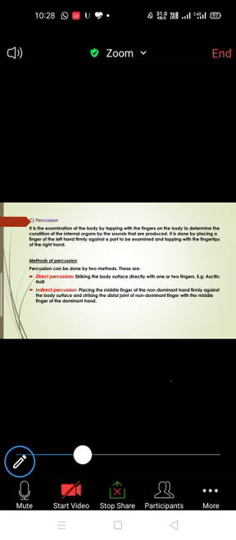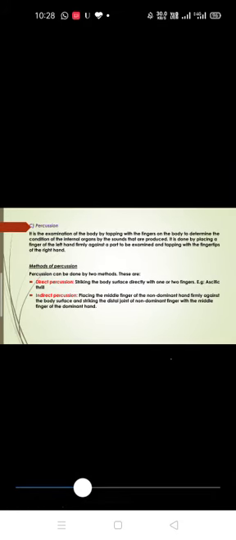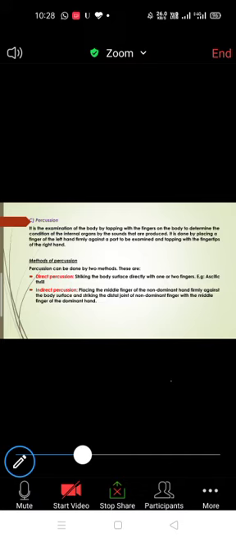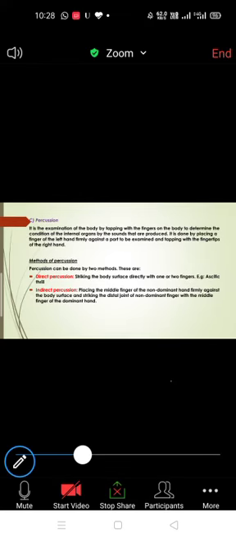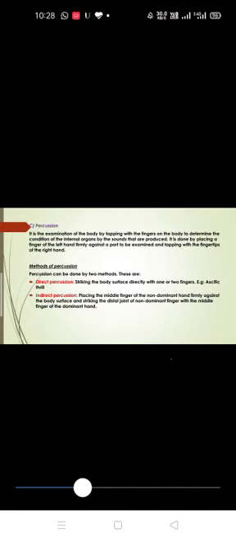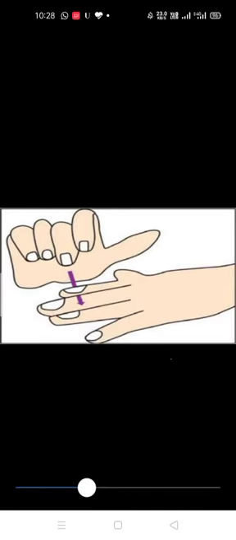So here in the methods of percussion, we have two methods, direct and indirect percussion. In the direct percussion, you will just strike the body surface directly with 1 or 2 fingers. In the indirect percussion, you place the middle finger of the non-dominant hand firmly against the body's surface and strike the distal joint of the non-dominant finger with the middle finger of the dominant hand. So here is the picture of the indirect percussion. You will place one hand on top of the body. After that, using your other hand, you will tap on the middle finger. Okay, this is the indirect percussion.